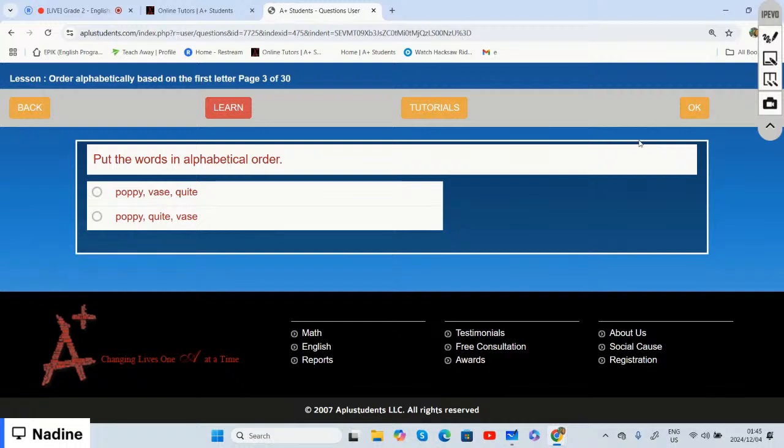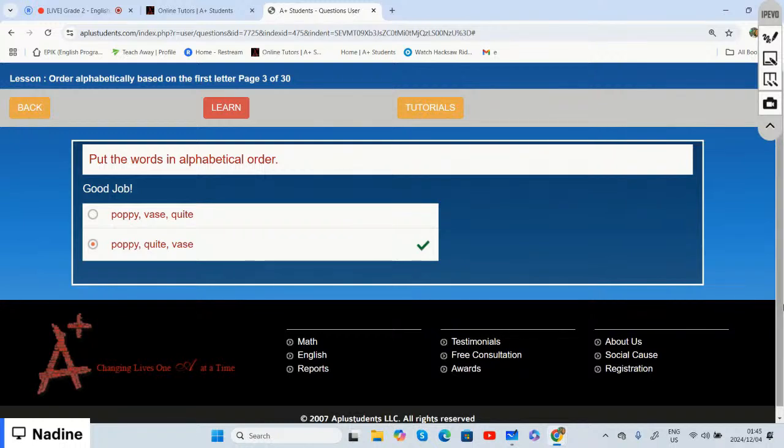So we need to put it in order. Yes, and if we were to put these words in order, then it would be option two. Well done. First P for poppy, then Q for quite, and then V for vase. So option two is correct. Well done.